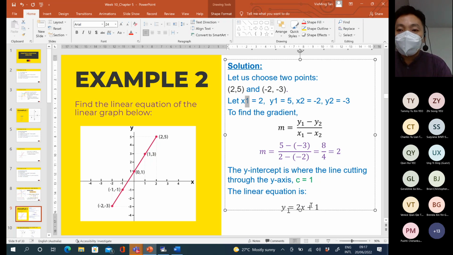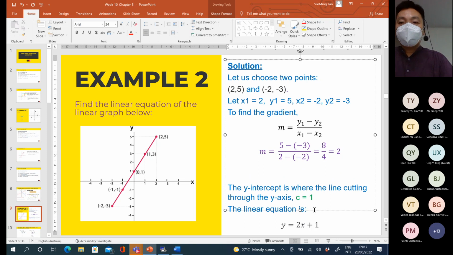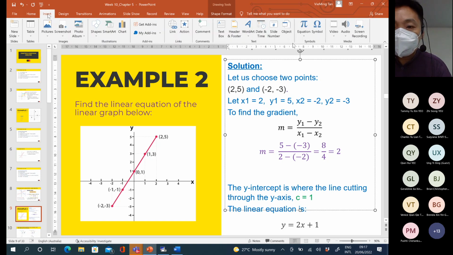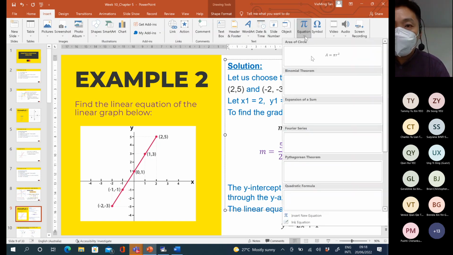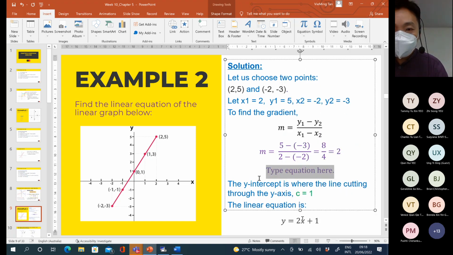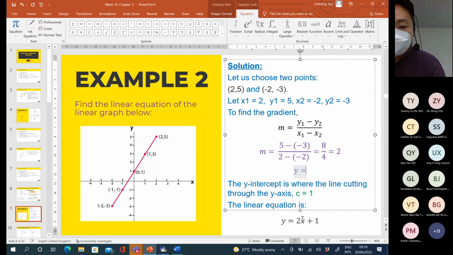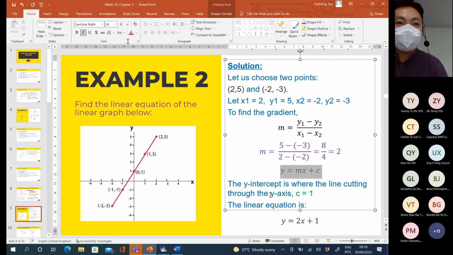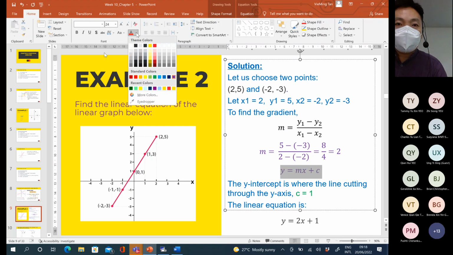how do we know that y is equal to 2x plus 1? Do you know the m, right? And then, as we know, the standard format of the linear equation is y equals mx plus c. I insert the equation now. This is an extra thing, so I use another color.